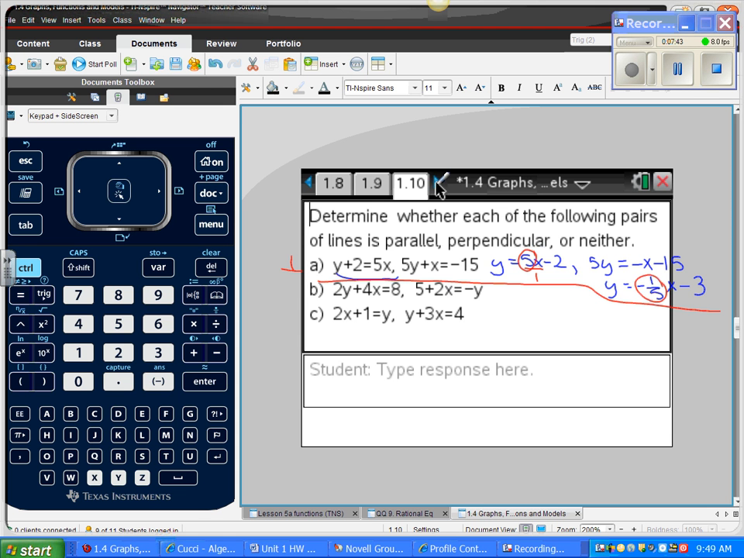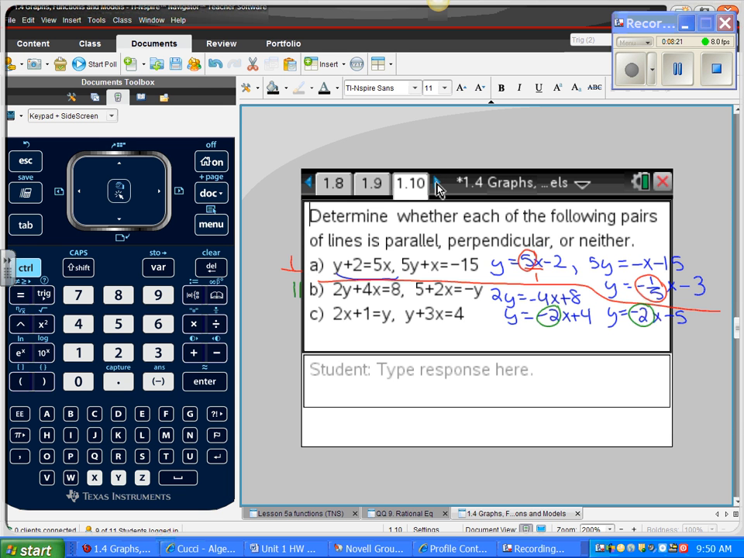Okay, so we're going to solve for y again. We're going to subtract over that 4x and then divide by 2. Remember, everything has to be divided by 2. Next one, it's already y equals, but it's negative y equals. So what we want to do is divide everything by negative 1. So negative 2x minus 5. If we look at the slopes here, we have a slope of negative 2 and a slope of negative 2. So these ones are parallel. Okay, these are parallel lines.